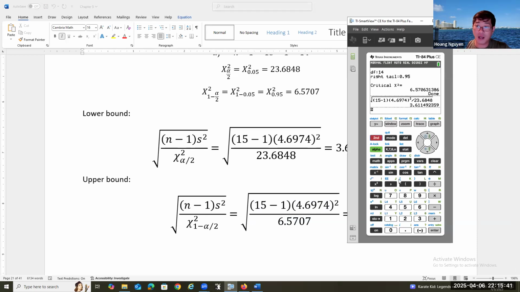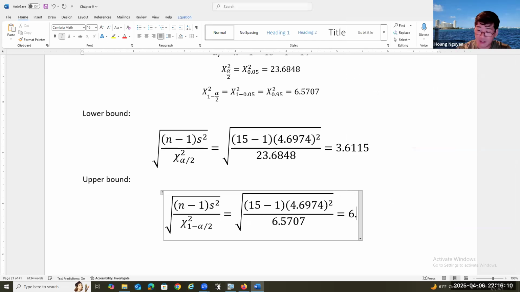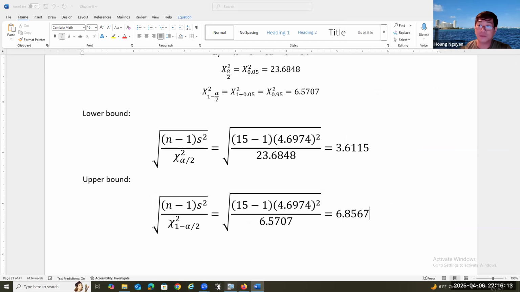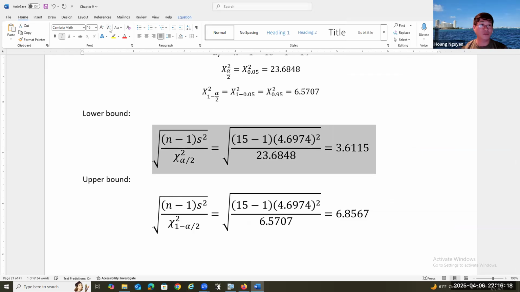So I'm gonna copy the second input and I will just update it. Yeah, I will change the denominator. So it's gonna be 6.5707 and delete that one. So 50 minus 1, 4.6974 squared divided by 6.5707. Okay. So the answer is gonna be 6.8567. Yeah, so 6.8567. Okay, so that's gonna be the answer for the lower bound.